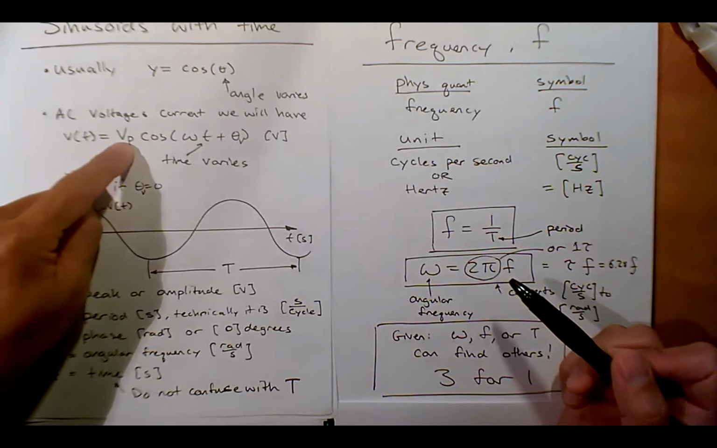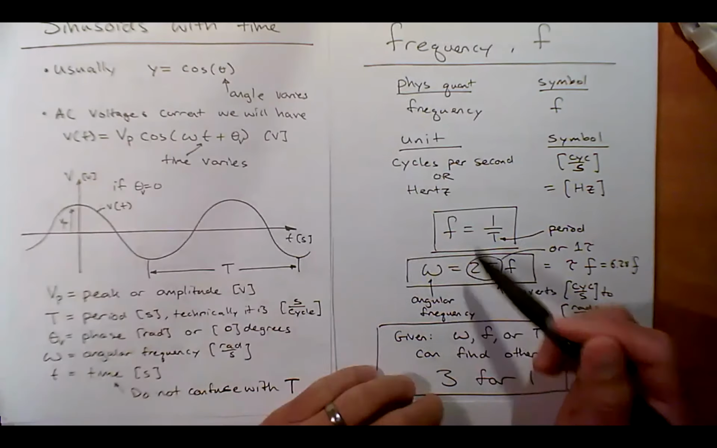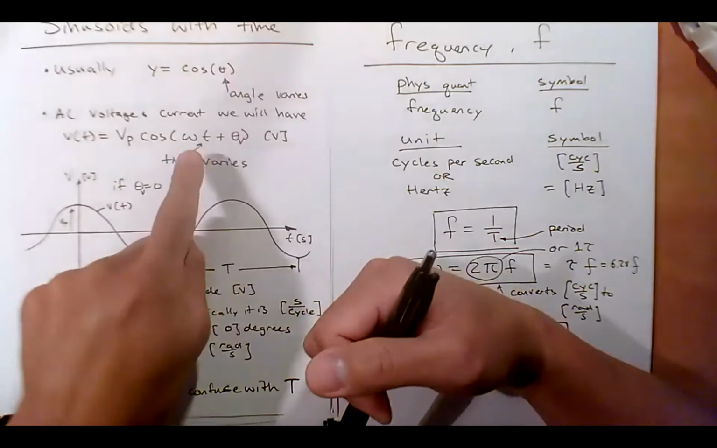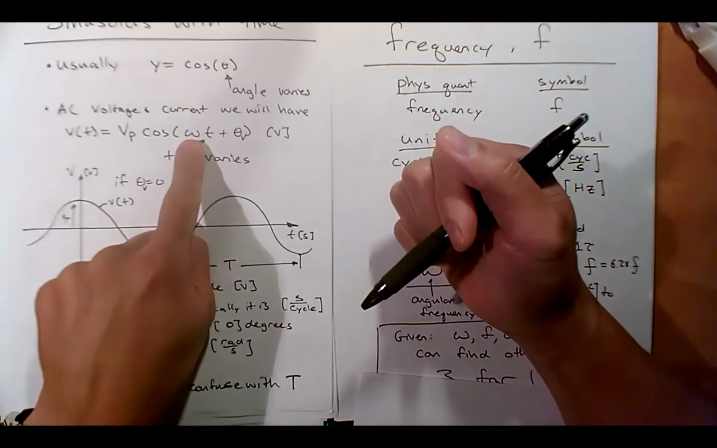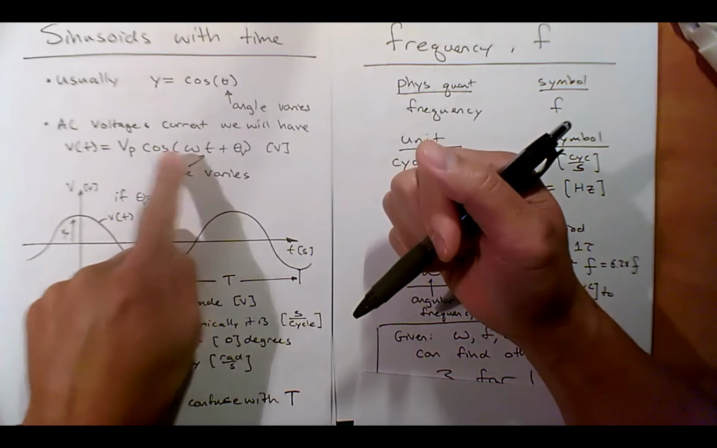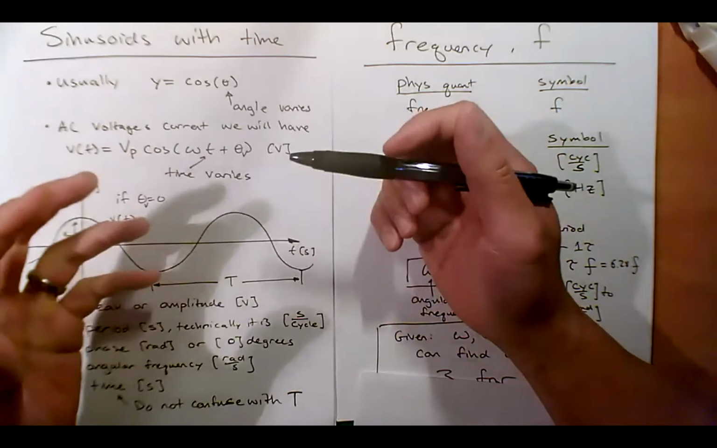A bigger peak here is going to do what? It's going to stretch it out, okay? So what does this do? It does a vertical stretch. What does omega do? It does a horizontal stretch. And you can see that this omega is scaling the x-axis, and then this VP is scaling the y-axis. Okay, good. So we're breaking down the intuition.